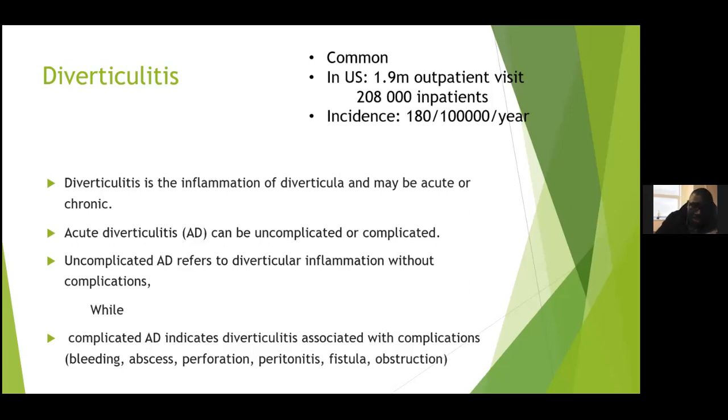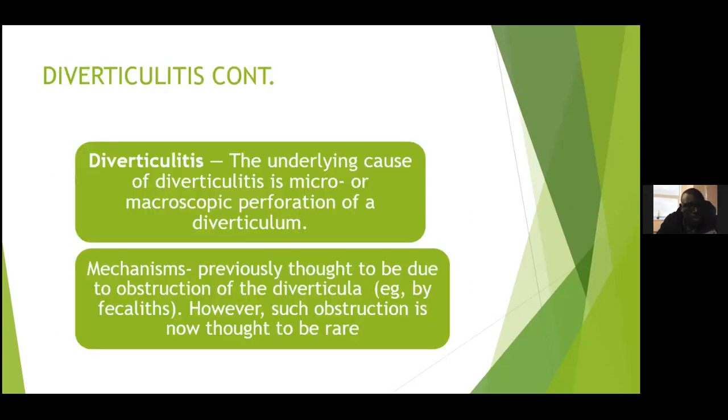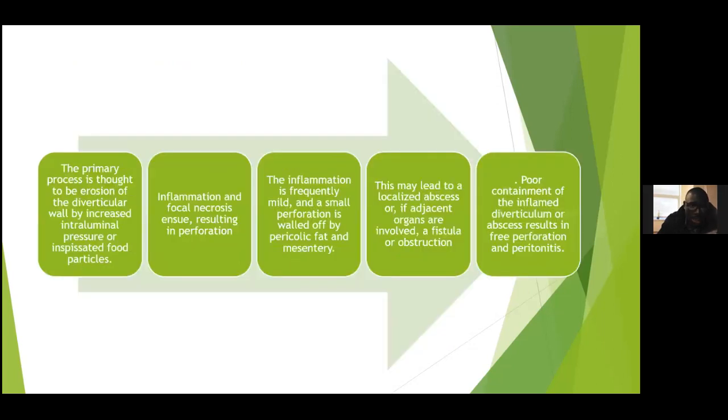So these are the various ways that you can present in terms of uncomplicated or complicated. Again, the underlying cause for diverticulitis is either a micro or macro perforation of the diverticulum. And whether it becomes more widespread or remains limited depends on the individual's immune system and how they interact. Previously, there was this notion that it is because of fecal obstruction of the diverticulum. However, this seems to be a very rare cause, and that no longer holds very well.